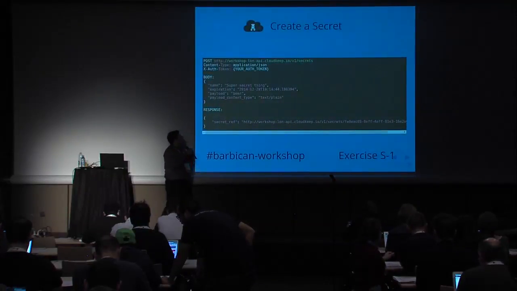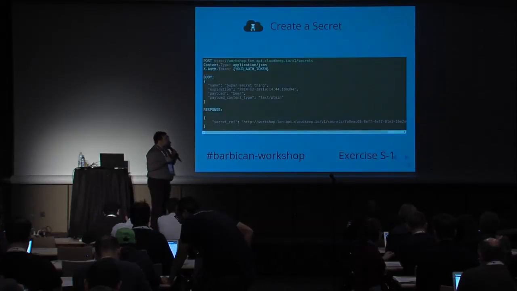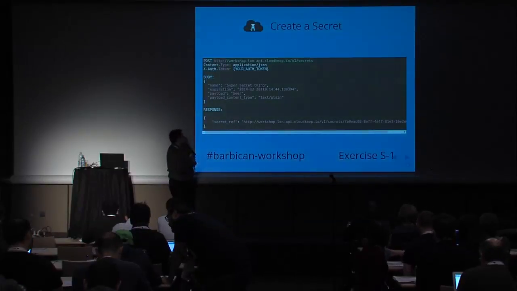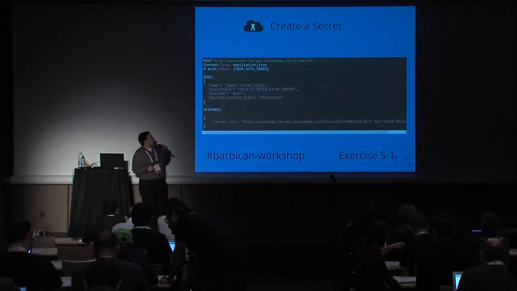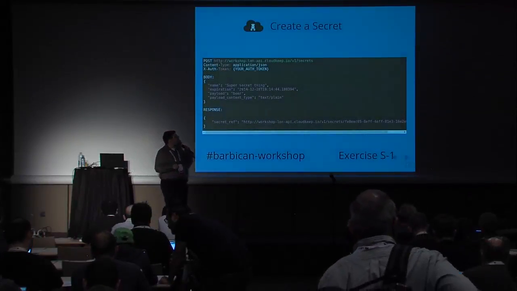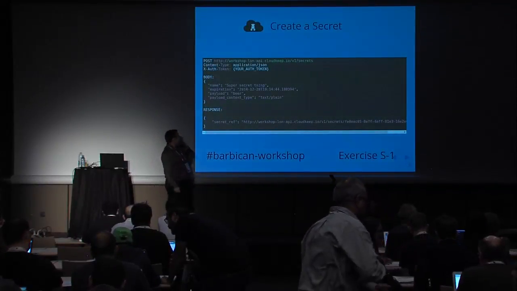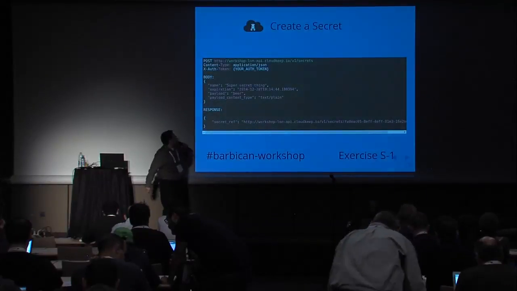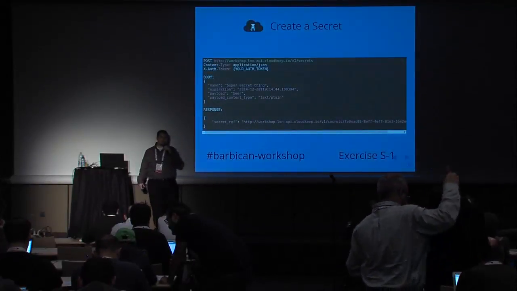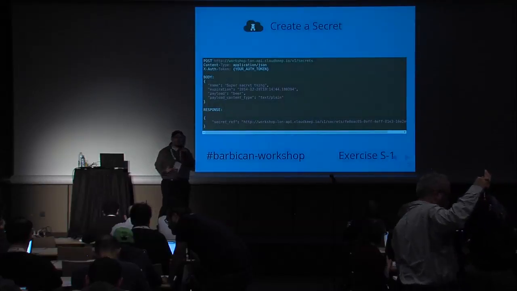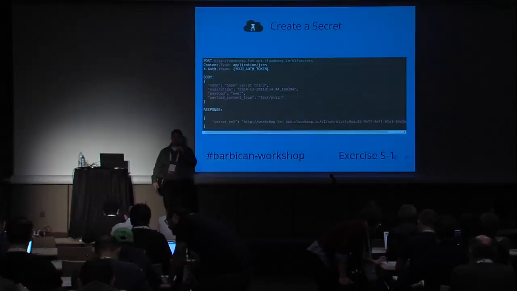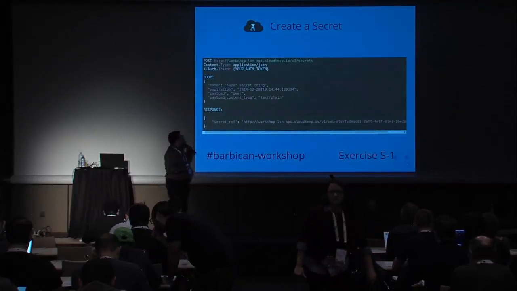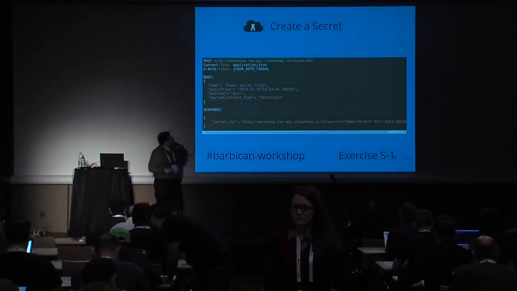With that in mind, we're going to look at creating a secret. When we're creating a secret, we make a POST to our endpoint /v1/secrets. We tell Barbican that the content type is application/json. We include, most importantly, our X-Auth-Token, which indicates to Barbican who we are and whether or not we have permissions to access, or in this case, create a secret. So make sure to include that. And we'll include a little body here.